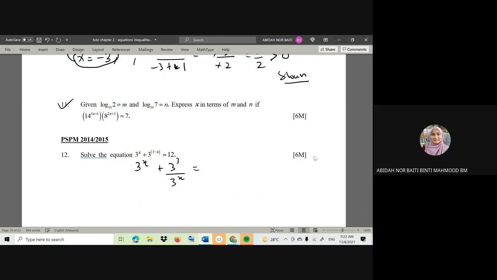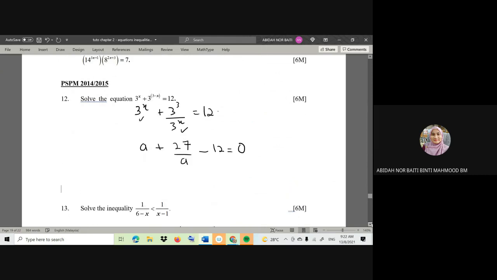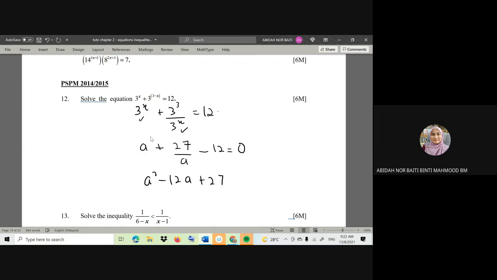Okay, equal 12. So nampak ni sama. So buat assumption lah. A plus 3 cube is 27, right? Over A minus 12 equal 0. Okay, so this is equation. So kita boleh buat denominator equal to positive 1. Yeah. Therefore, we get A squared minus 12A plus 27 equal 0 ya. Let 3x equal to A.